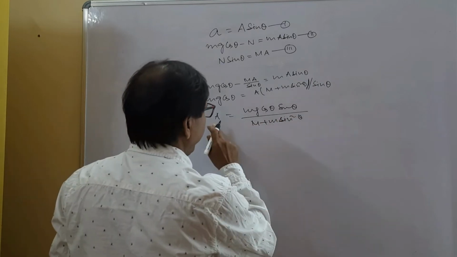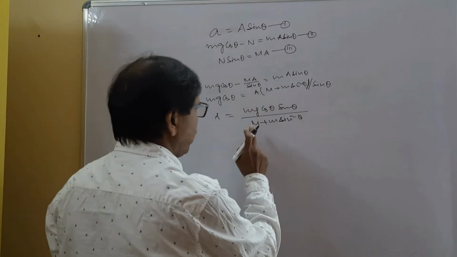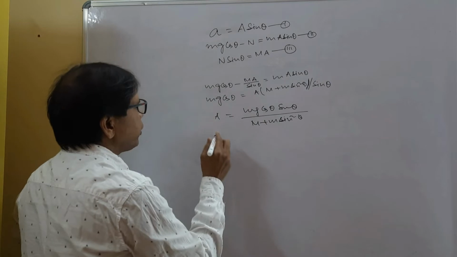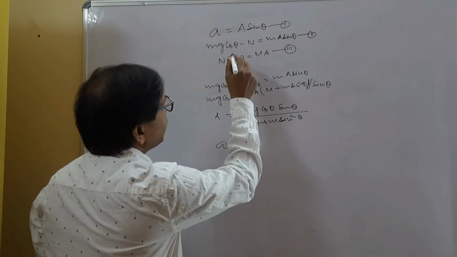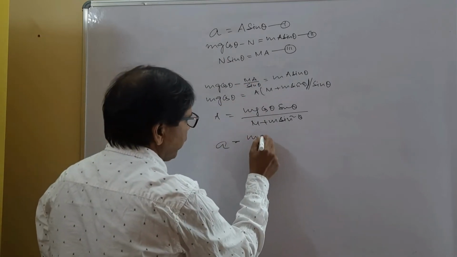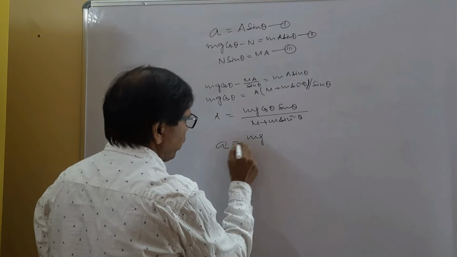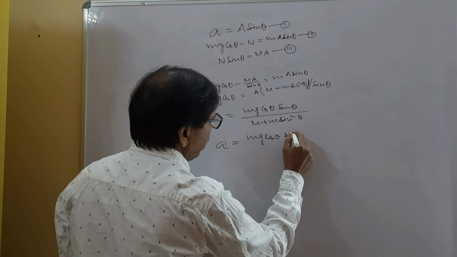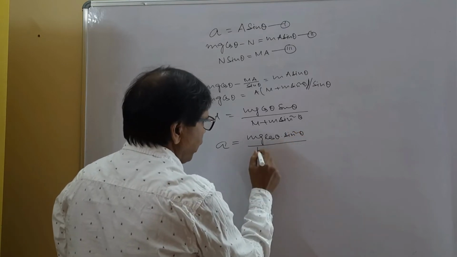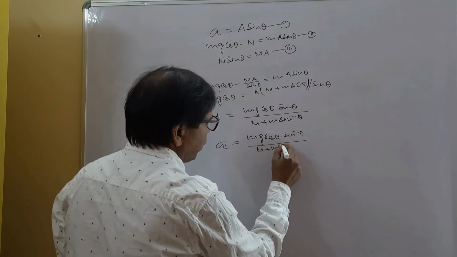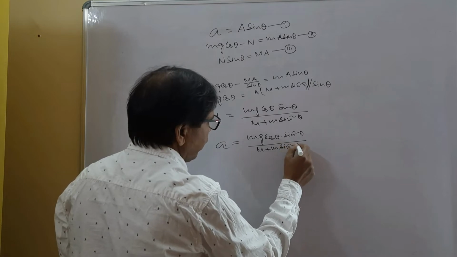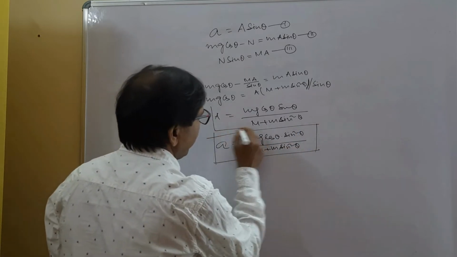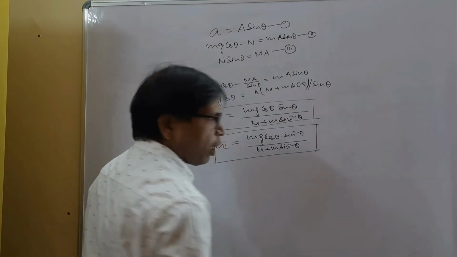Now A equals mg sin theta cos theta by (M plus small m sin square theta). Now small a equals A sin theta. So a equals mg cos theta sin square theta divided by (capital M plus small m sin square theta). This is the acceleration of small m and this is the acceleration of capital M.